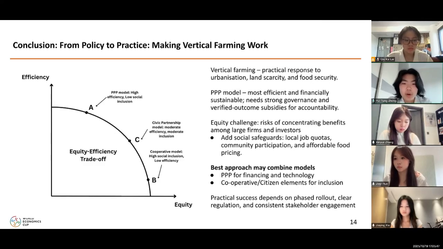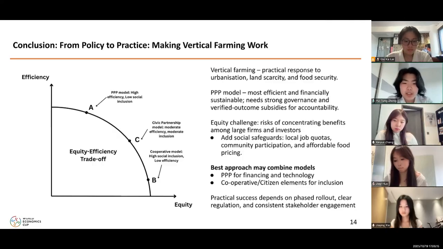Stepping back, vertical farming is more than a technological innovation. It is a practical response to urbanization, land scarcity, and food security. Our analysis shows that success now depends not on technology itself, but on how cities finance and manage this transition. The PPP model provides the most efficient and financially sustainable path. Yet it requires strong governance, transparent contracts, and clear performance targets to ensure accountability.